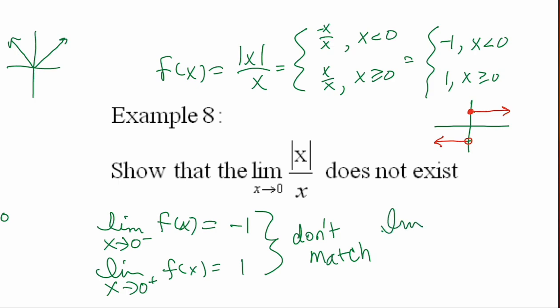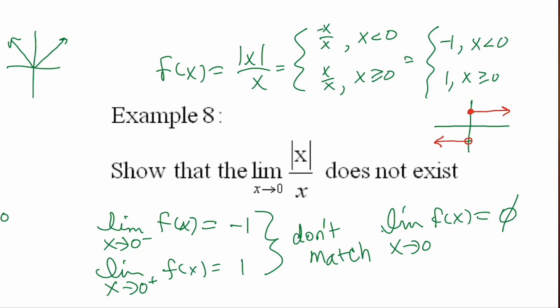So the limit as x approaches 0 of f does not exist. That's the power of that if and only if statement. If they don't match, we know the limit doesn't exist. So if we can definitely show that they don't match, we get instantly that the limit doesn't exist. So watch out for absolute values.